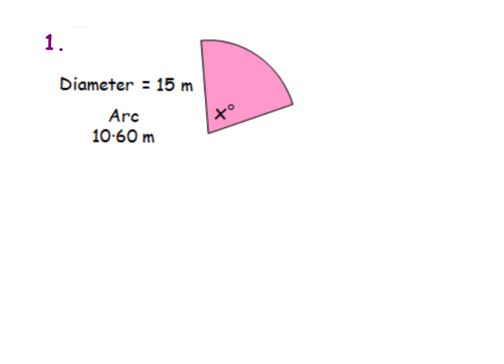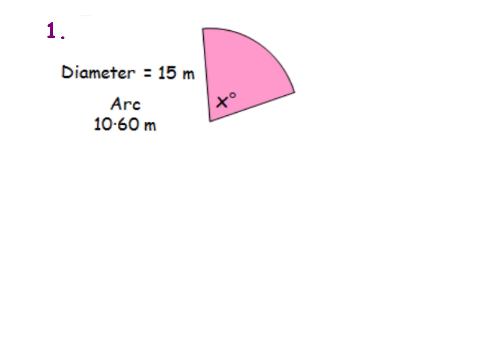So, straight into the question. Number 1, we are given this sector here, we are told the diameter is 15, and we're also told the arc length, and we have to find the angle at the centre. A good place to start is with your arc formula. The formula for arc was arc equals angle over 360 times pi d.